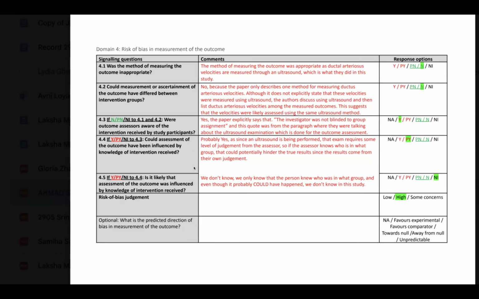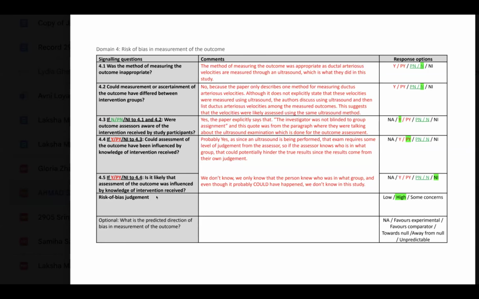Fabulous. Okay. Moving on to 4.3, he had said yes, and he said the paper explicitly states that the investigator was not blinded to group assignment, and this quote was from the paragraph where they were talking about the ultrasound examination, which is done for the outcome assessment. I agree, and I also put yes. I agree as well. Me too. Okay.